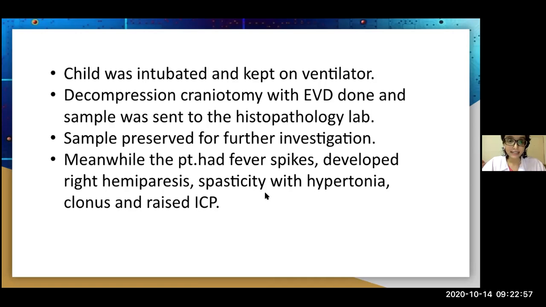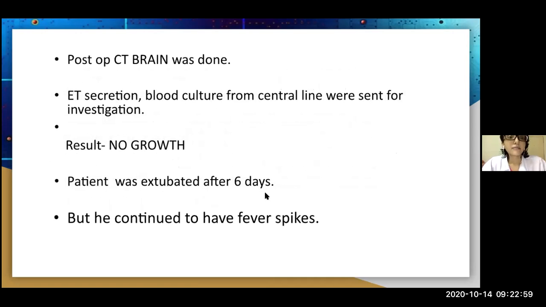Then a post-op CT brain was done, endotracheal tube secretion was collected, and blood cultures were collected from the central lines. Those were sent for investigations, and again, we didn't see any growth in those. The patient was then extubated after noting slight improvement after 6 days. However, he continued to have fever spikes.